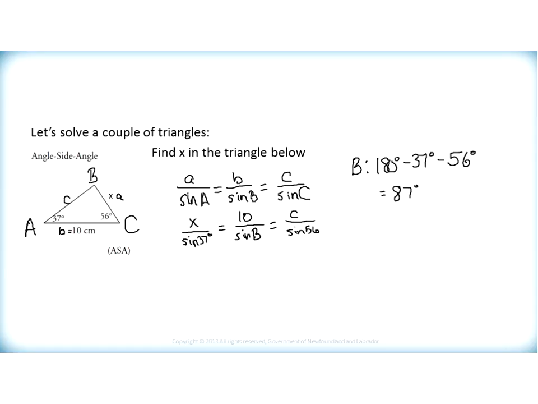Okay, so when I go into my equation now, I have X over sine 37 degrees is equal to 10 over sine 87 degrees, because I know that angle B is 87 degrees. And I don't really need to do anything with C over sine 56 because I don't know what C is, and I would have to actually use the sine law to find it. So I'm not going to use that at all. I'm going to skip that ratio. I'm going to use just 2. And in any sine law question, you really only have to work with 2 ratios together.